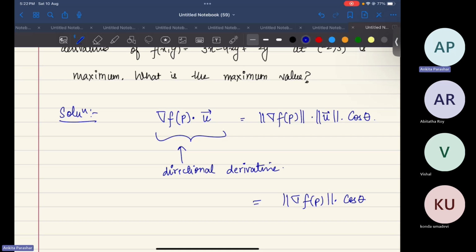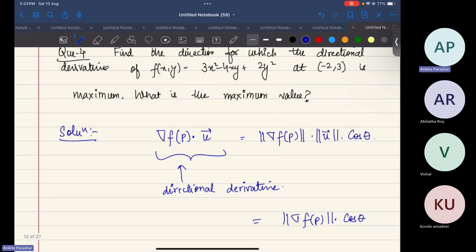I think del f p is fixed for us. We can only change the direction, cos theta, the angle between these two vectors. That is in our hand. So in which direction will it get its maximum value, that is easy to see, right? Yeah, can we see that? Yes, ma'am. Okay, what is that?